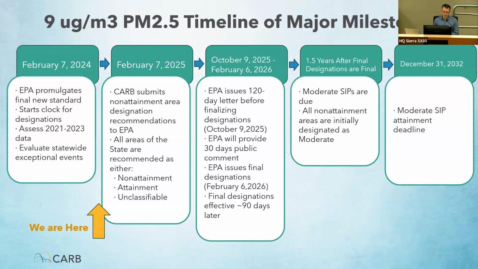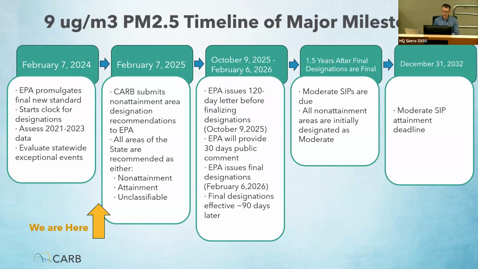So the state will review air quality data over the course of the year in order to recommend areas that are exceeding this new standard by February 7th of 2025. CARB will review the air quality data to also look at things like exceptional events, the completeness of the data, in order to make the best recommendations we can for areas that are exceeding the new standard. Once we've provided EPA those recommendations, they will then respond back to the recommendations.